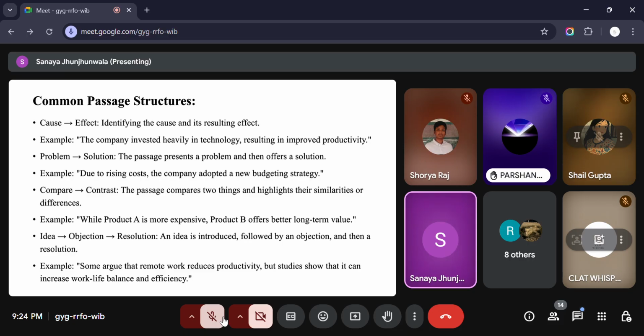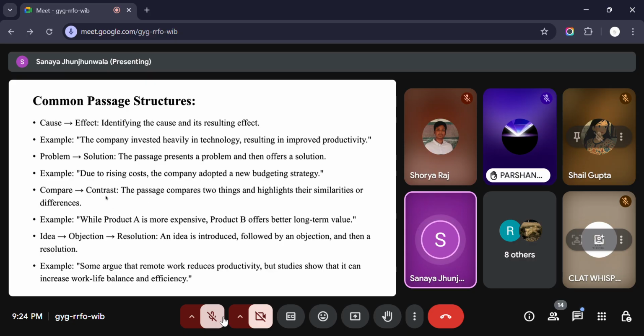तो यहाँ पे प्रॉब्लम हो गया राइजिंग कॉस्ट, सोल्यूशन इज अ न्यू बजटिंग स्ट्रैटेजी। तो यहाँ पे डायरेक्टली नहीं मेंशन किया गया है कि प्रॉब्लम और सोल्यूशन क्या है, बट यू हैव टू इन्फर इट फ्रॉम दैट वे. And then you have compare and contrast.